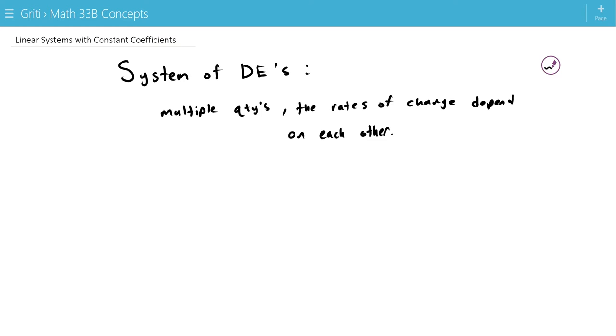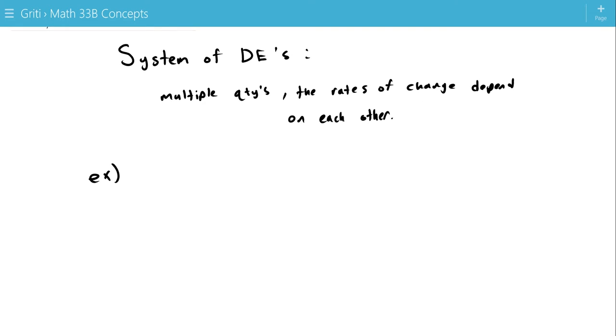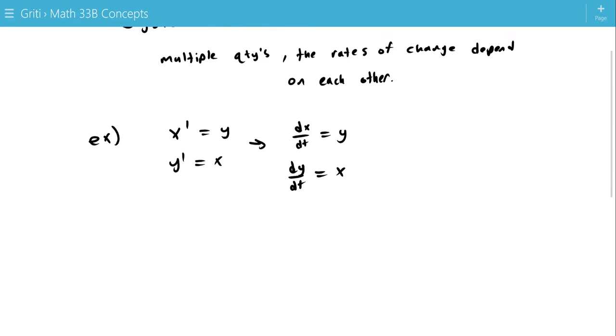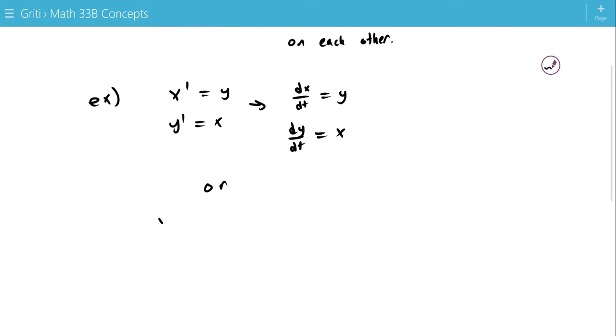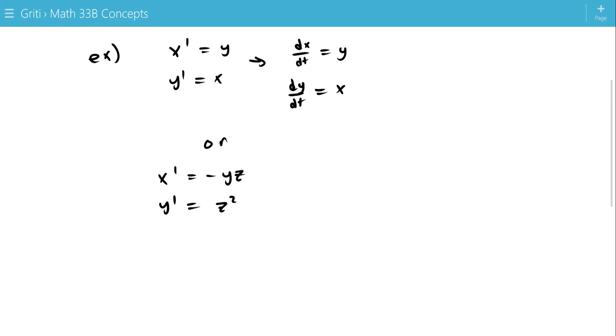So an example would be the simple system x prime equals y and y prime equals x. So the rate of change of x with respect to time, dx/dt, equals y. The rate of change of y with respect to time equals x. We can extend this into more than two variables. We can have x prime equals negative yz, y prime equals z squared, and z prime equals xz.